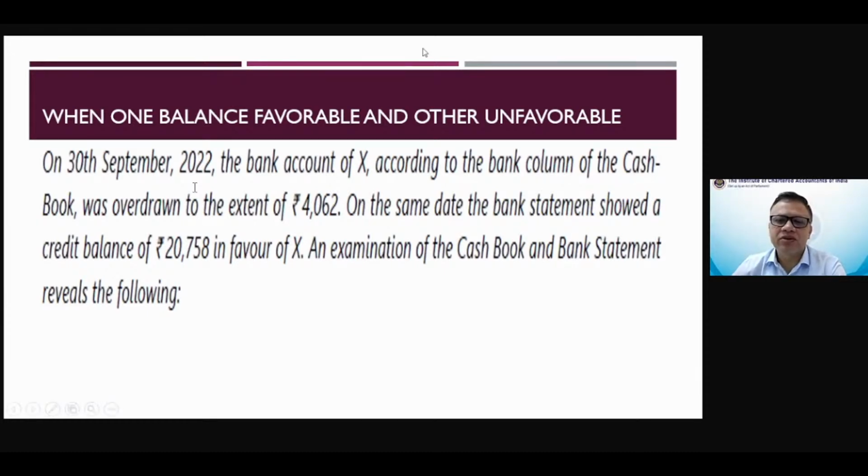Then what can we do if there is an overdraft and the bank has already charged interest? The bank has charged bank interest. So in that overdraft, we have to add that amount. Since the amount will be charged to the customer, obviously the overdraft will increase.